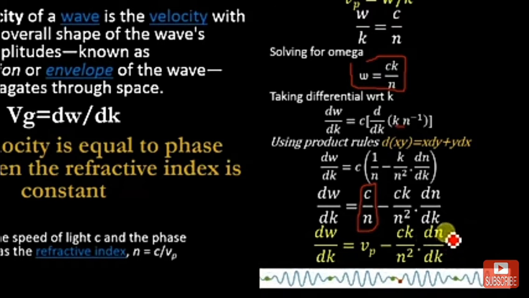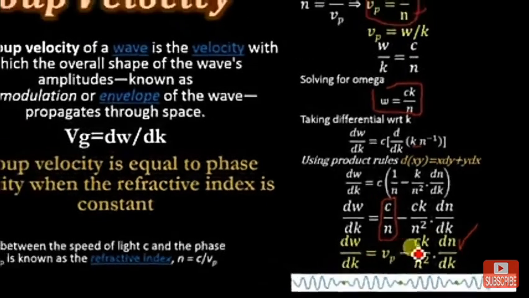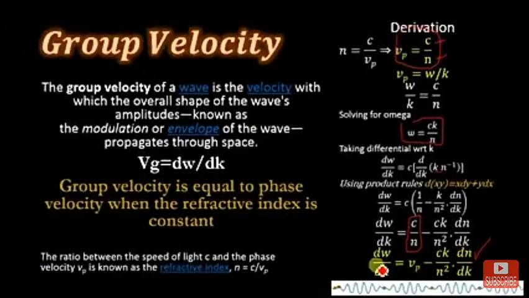Now here if this dn by dk term is equal to 0, the group velocity will be equal to the phase velocity. When this whole term becomes 0, then d omega by dk will be equal to Vp. It means that the group velocity will be equal to the phase velocity if the refractive index is constant.